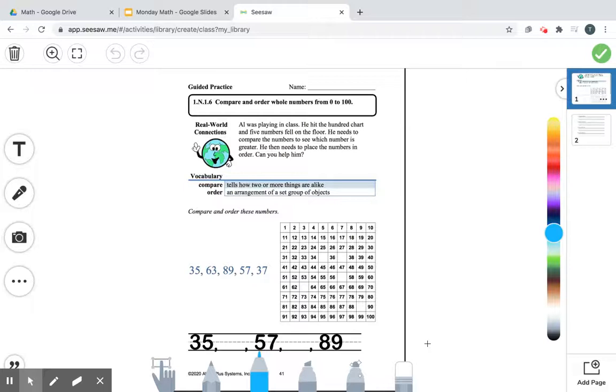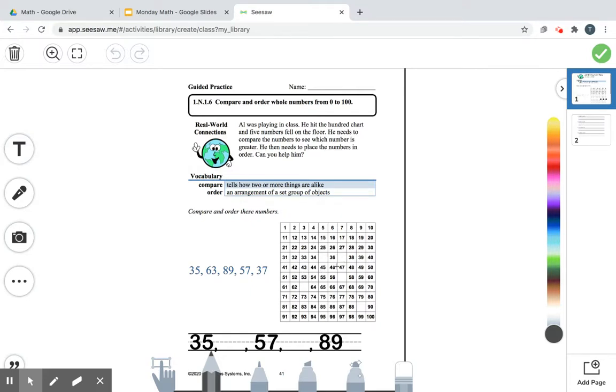Real quick, let's talk about page 41 in our Alpha Plus book. Get my handy pencil. We're going to talk about how to put numbers in order, and guess what? We get to use a number line with this one too. So we're going to compare and order numbers that are as small as 0 or as big as 100.